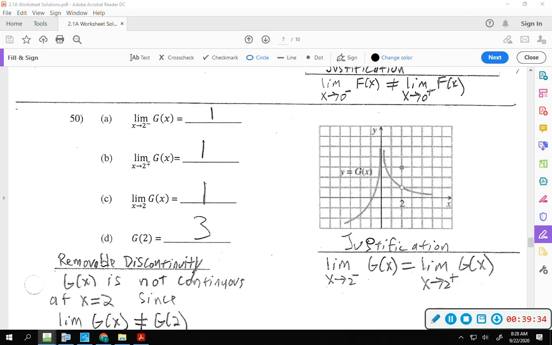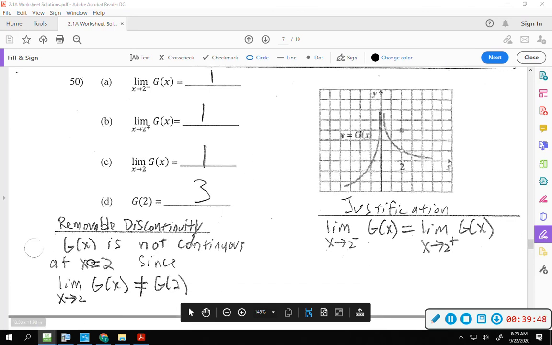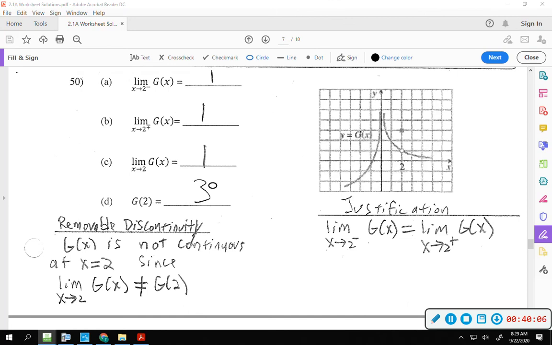So, the justification is that the limit as x approaches 2 from the left equals the limit as x approaches 2 from the right. They both equal 1. That's why the limit exists. It's a removable discontinuity because g of x is not continuous at x equals 2, since the limit as x approaches 2 does not equal g at 2. Since these are different, that tells us that the function is not continuous at that point.